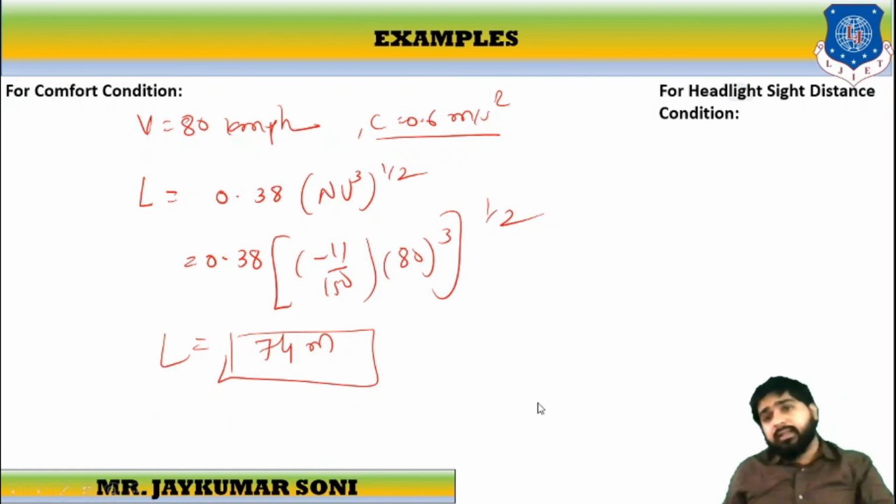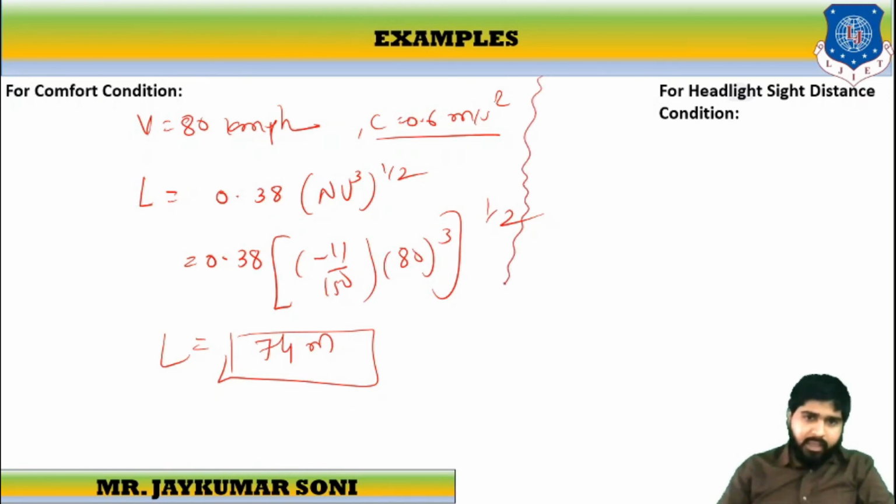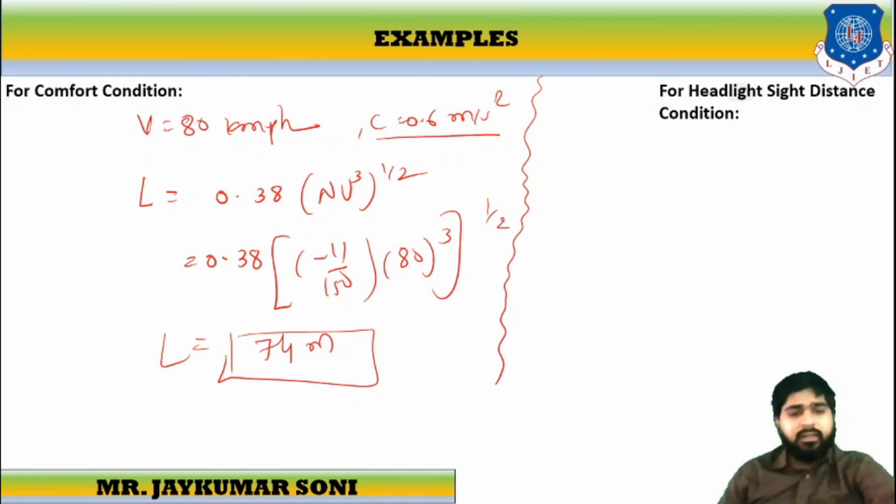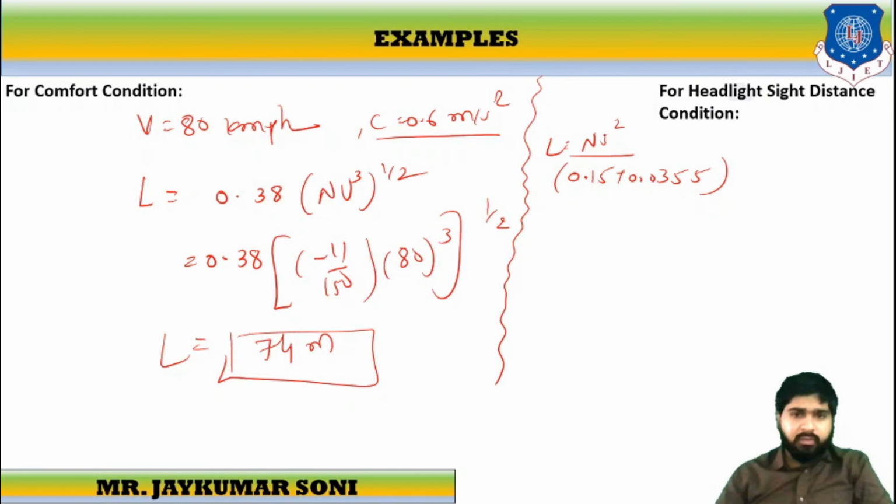Now the another criteria is about the headlight sight distance condition. So we have to be familiar with the equation. What is the equation for that? The equation is L equals to N S square by 1.5 plus 0.035 S, if I am not wrong. If it is right, yes, it is right. This is 1.5. Now we have the value of N, we have the value of S. No, we do not have the value of S.